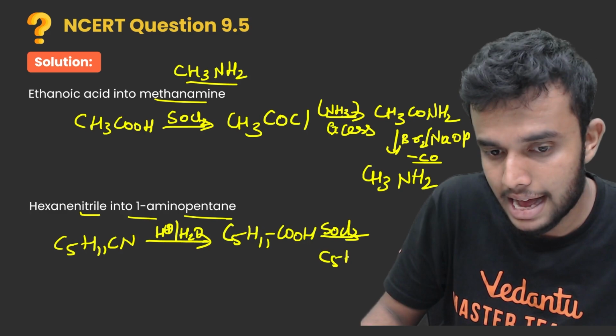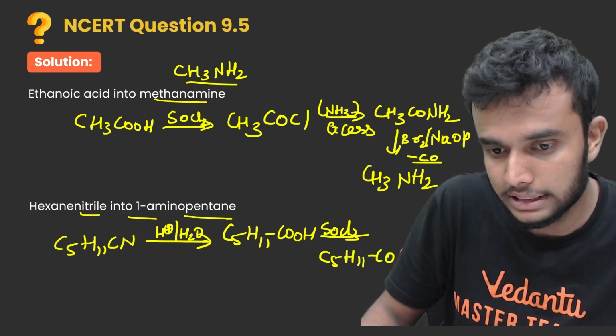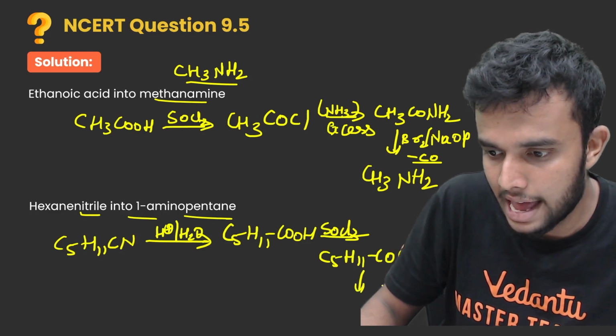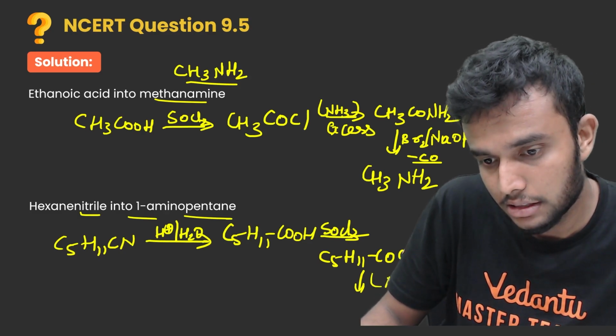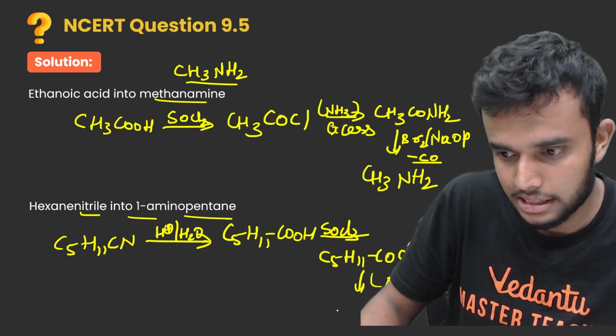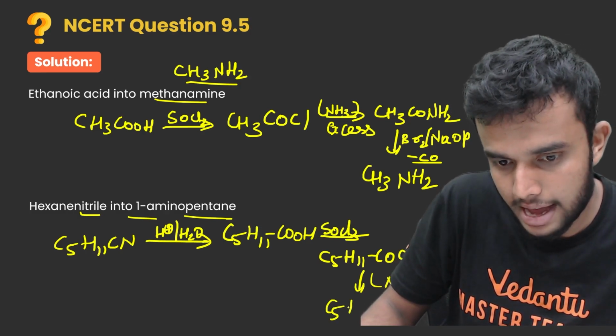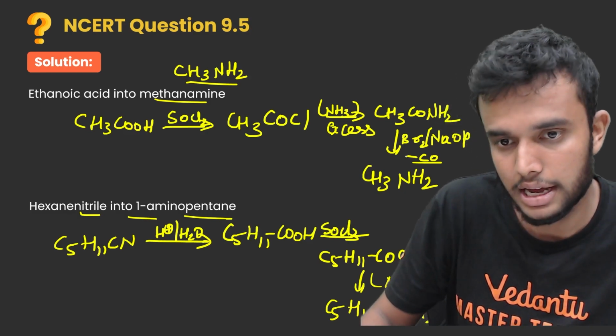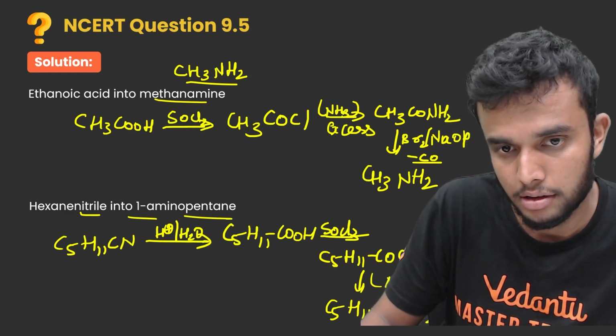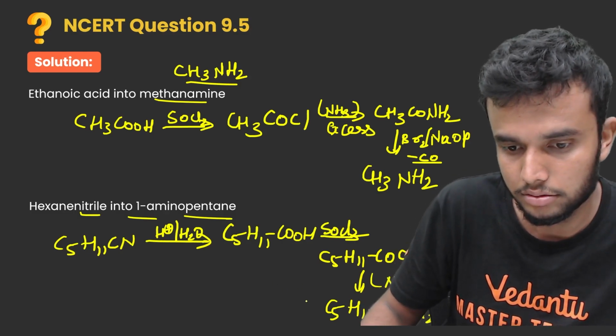Chlorination, C5H11COCl, then NH3 excess, ammonia excess. What will NH3 excess give? C5H11CONH2. NH3 excess only. Yes.